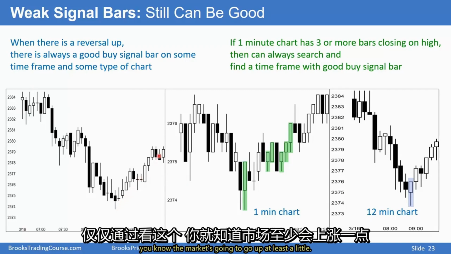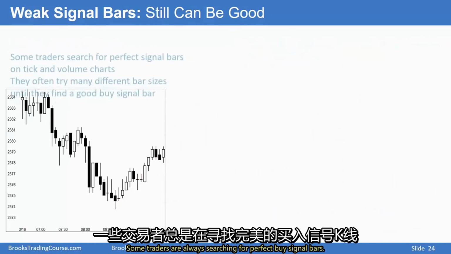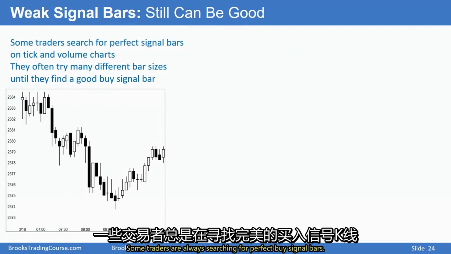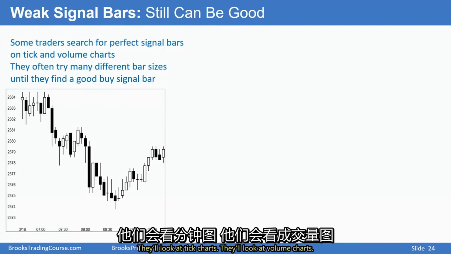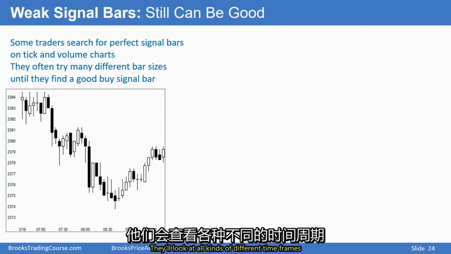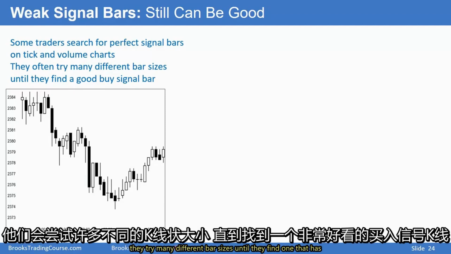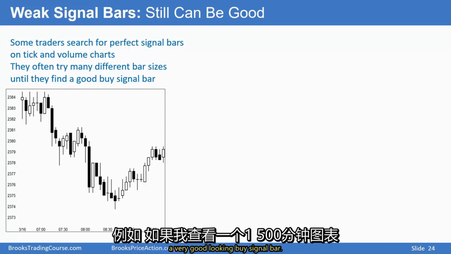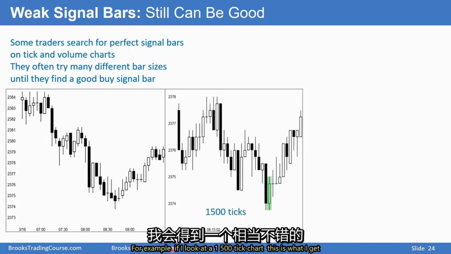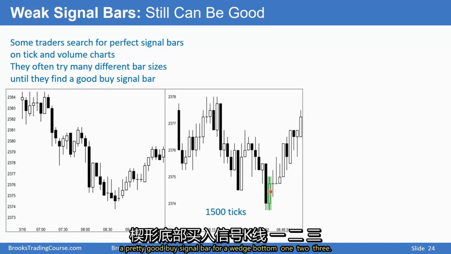Some traders are always searching for perfect buy signal bars. They'll look at tick charts. They'll look at volume charts. They'll look at all kinds of different time frames. And if they look at tick or volume charts, they try many different bar sizes until they find one that has a very good looking buy signal bar. So for example, if I look at a 1500 tick chart, this is what I get. A pretty good buy signal bar for a wedge bottom, 1, 2, 3.